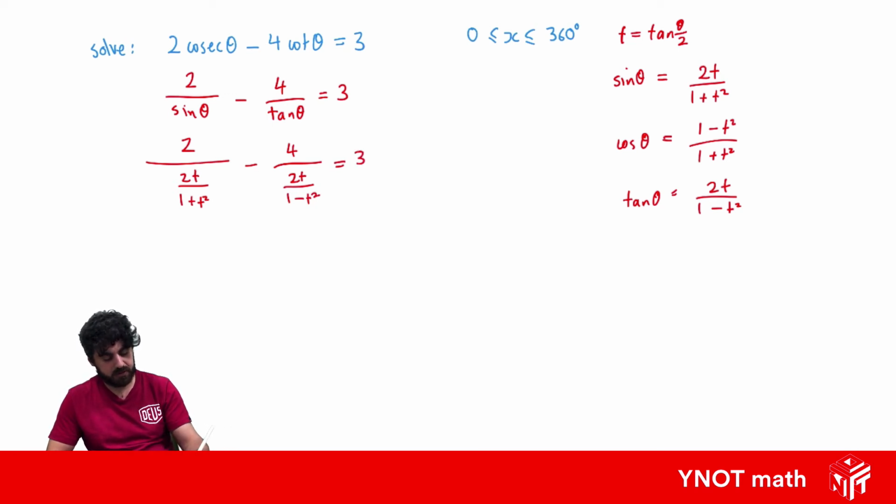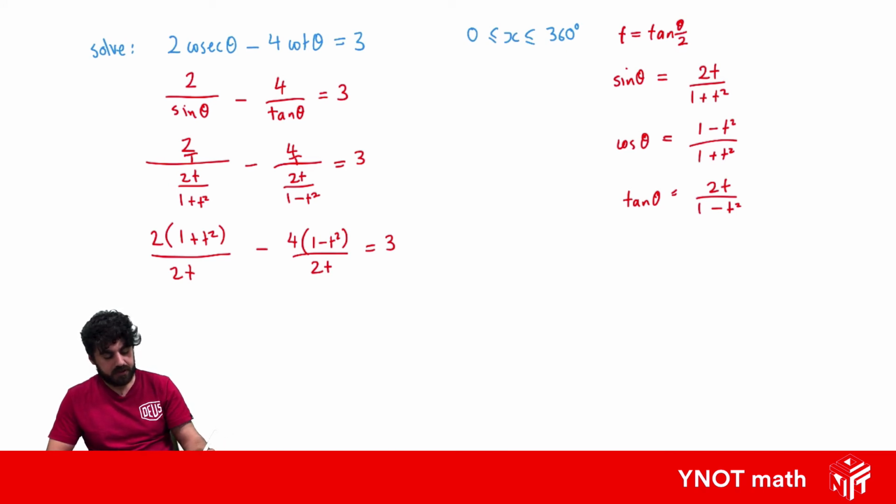So we can tidy this up a little bit, because we have a number over a fraction. We can think about the 2 as 2 over 1 and the 4 as 4 over 1, and we can say we have two fractions on top of each other. So we can say the outer terms multiplied together over the inner terms multiplied together. So we'll get the outer terms, which are 2 times 1 plus t squared, over the inner terms, which is just 2t times 1, which is just 2t, minus again the outer terms, which is 4 times 1 minus t squared over the inner terms, 2t times 1 is just 2t. That all equals 3.